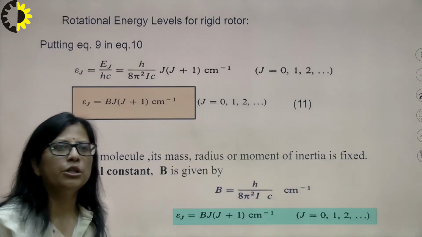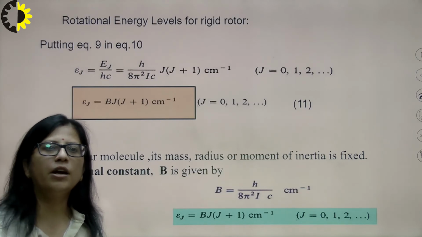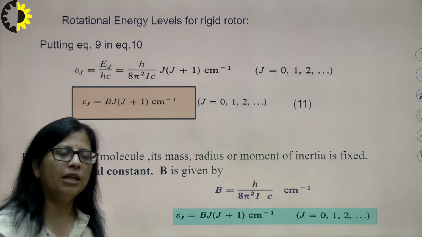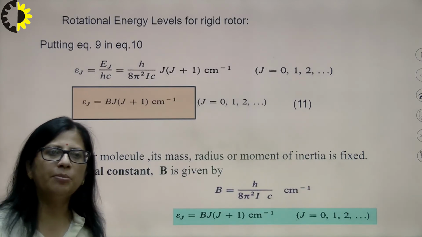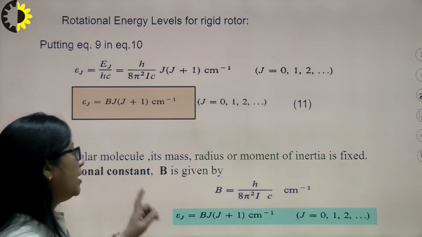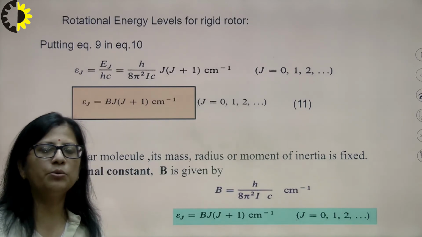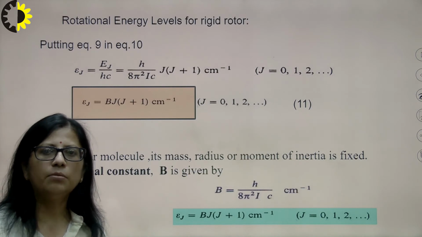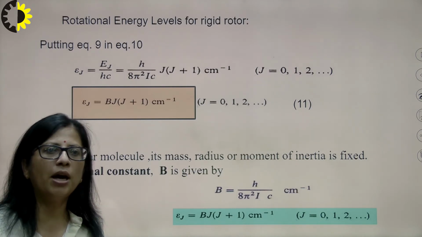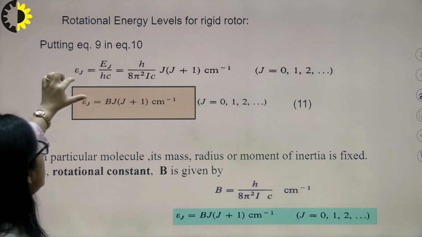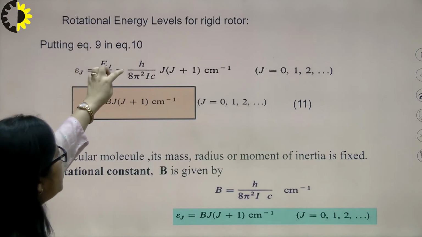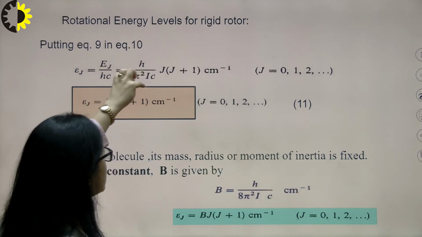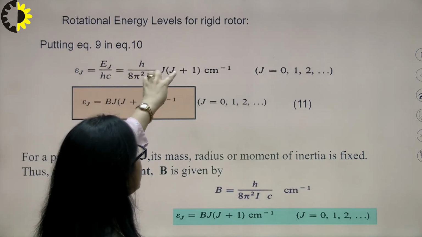So, for the rotational energy levels of a rigid rotor, putting the values, wave number is equal to energy by hc in this equation. In the equation where we found Ej is equal to h square upon 8 pi square I multiplied by J into (J plus 1), we get the rotational energy level Ej upon hc is equal to h upon 8 pi square Ic multiplied by J (J plus 1).